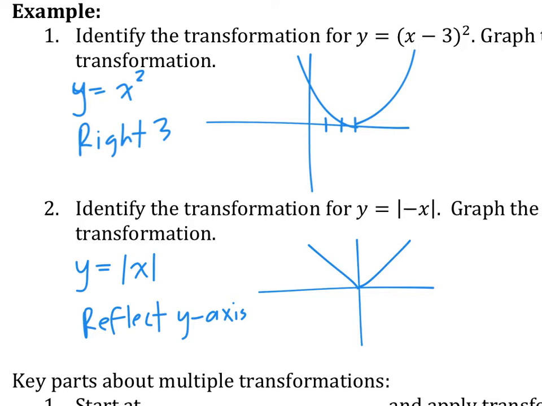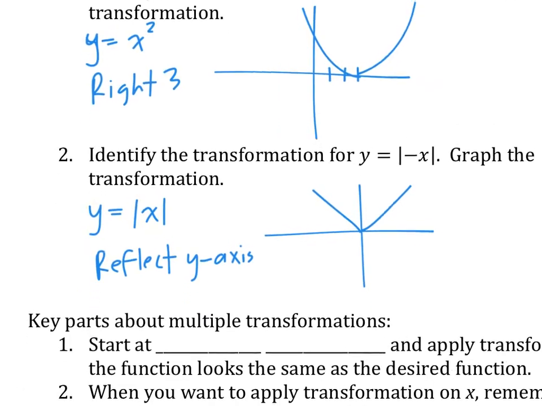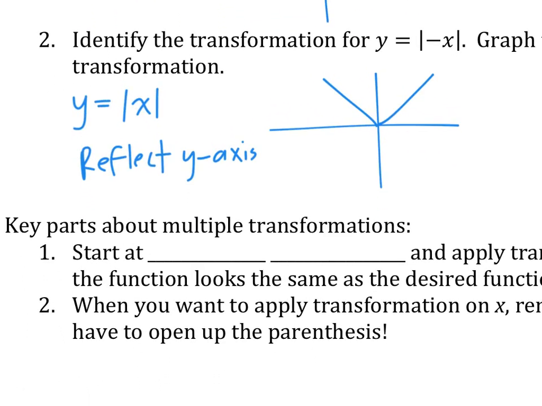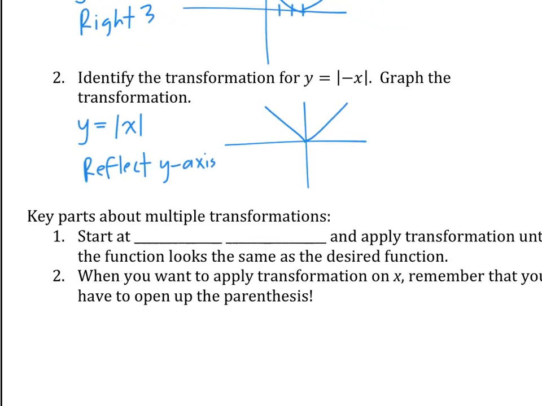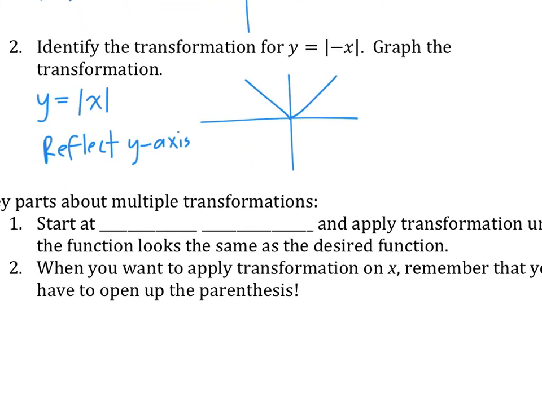Okay, so these are just single transformations. I only made one change to the parent function. Now we are going to do parent functions with multiple transformations. The key part about multiple transformations is you want to start at the parent function and apply the transformations until the function looks exactly like the desired function.